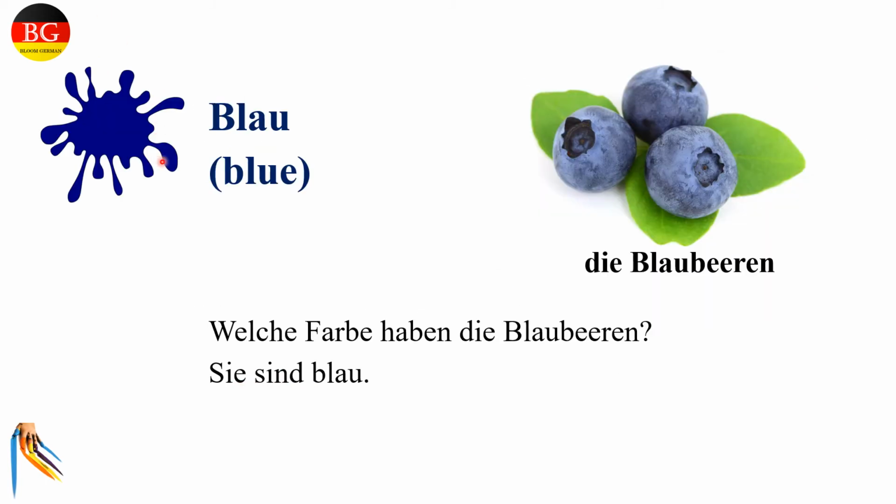So our third primary color is blau. Blau. As the color indicates, it is blue. The Blaubeeren, the blueberries. Welche Farbe haben die Blaubeeren? Sie sind blau.